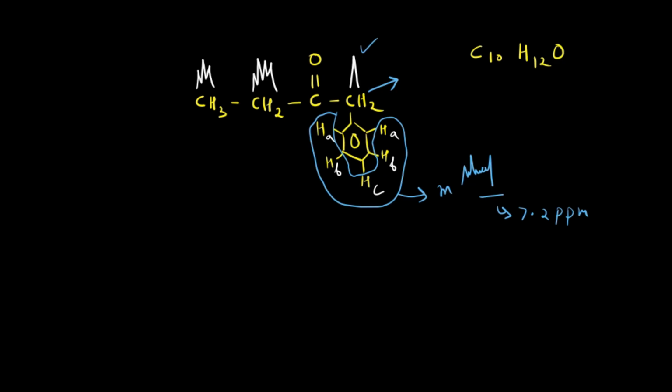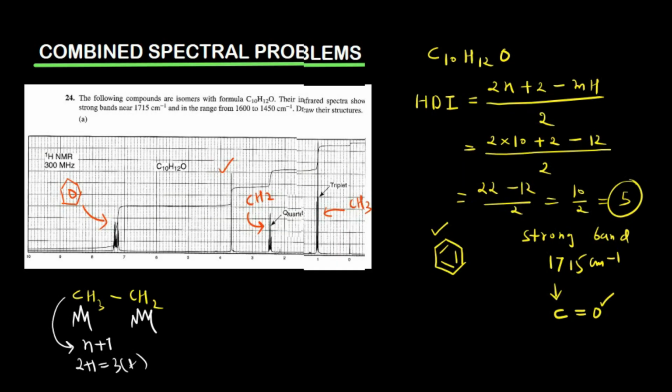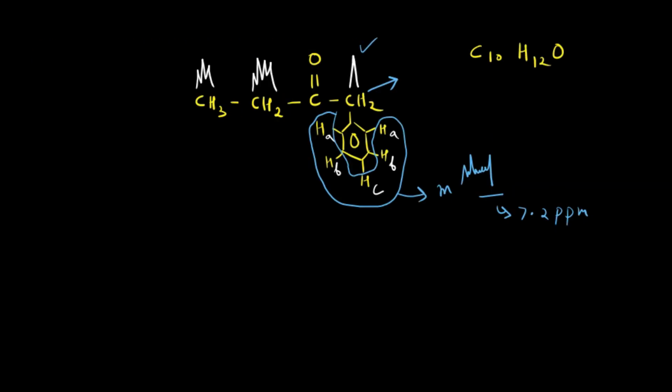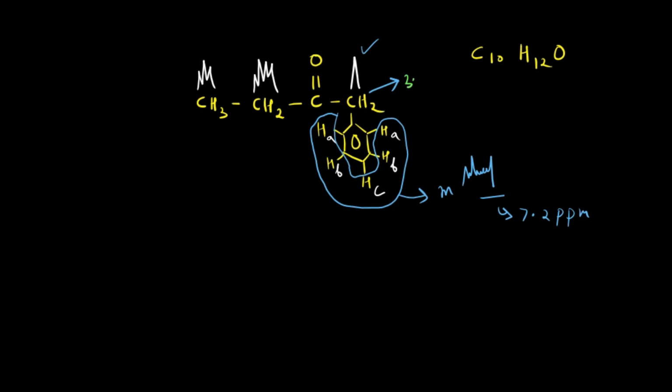Let me check where it is. Yes, signal here, you see, 3.6 ppm, somewhere around 3.6 ppm. Okay, so this signal is at 3.6 ppm. So I am writing this as 3.6 ppm. Why 3.6 ppm? Because of two electron withdrawing groups.